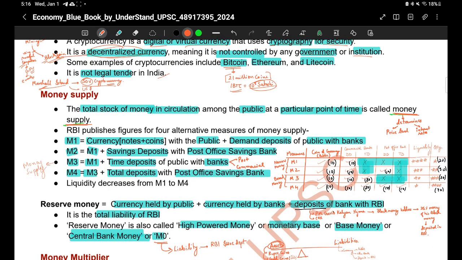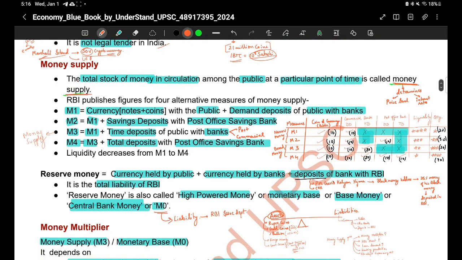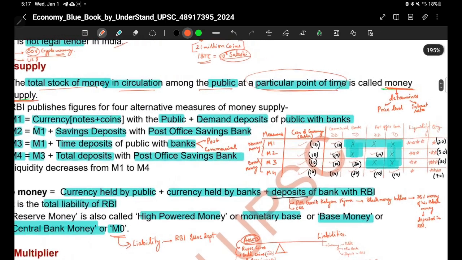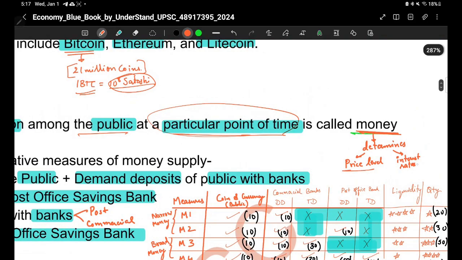Money supply. What is this money supply? Total stock of money in circulation among the public at a particular point of time. It is called money supply. What does money supply do? It determines the price level and the interest rates which has to be given for loans and all that.